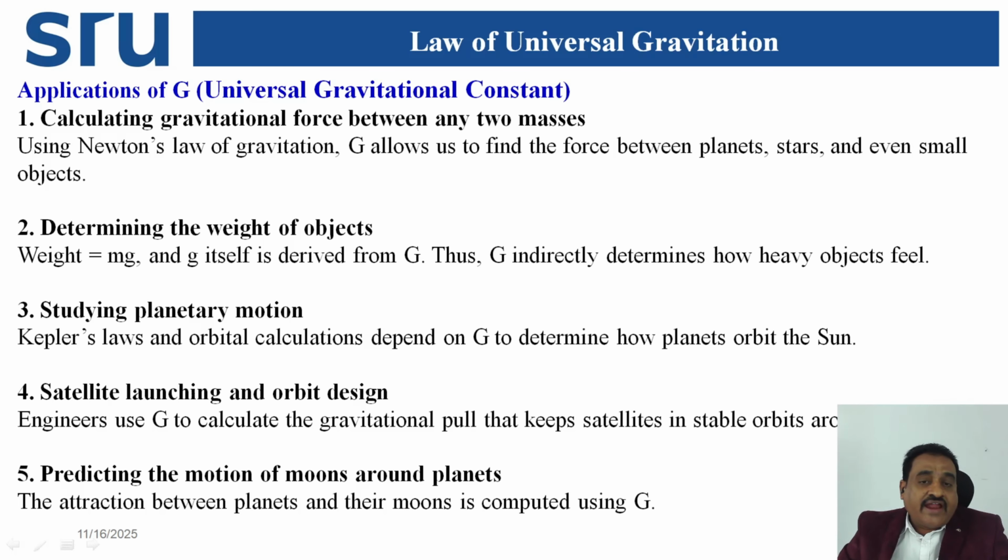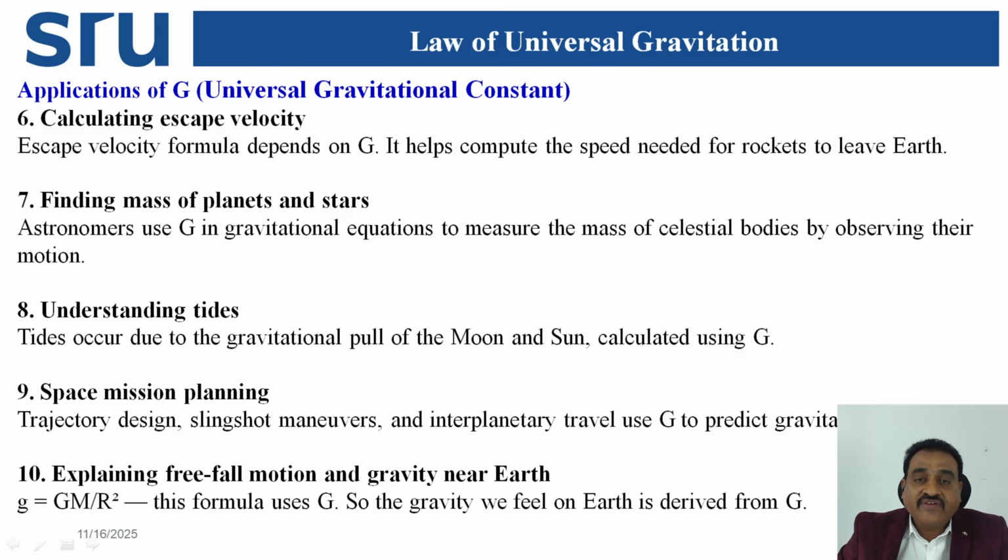Satellite launching and orbiter design. Engineers use capital G to calculate the gravitational pull that keeps satellites in stable orbit around Earth, predicting the motion of moons around planets. The attraction between planets and their moons is computed using the universal gravitational constant.